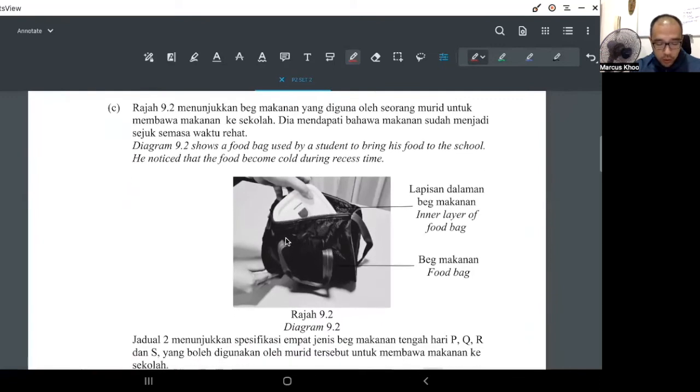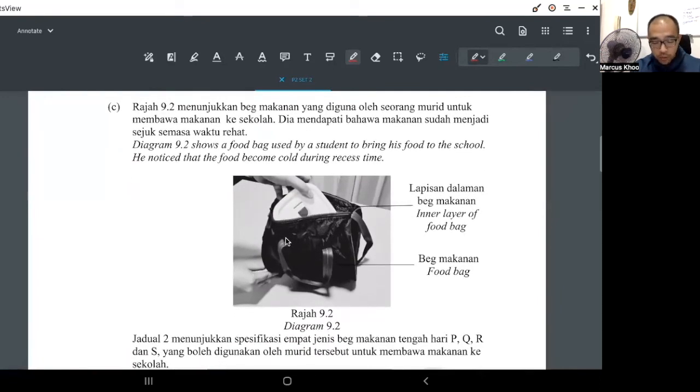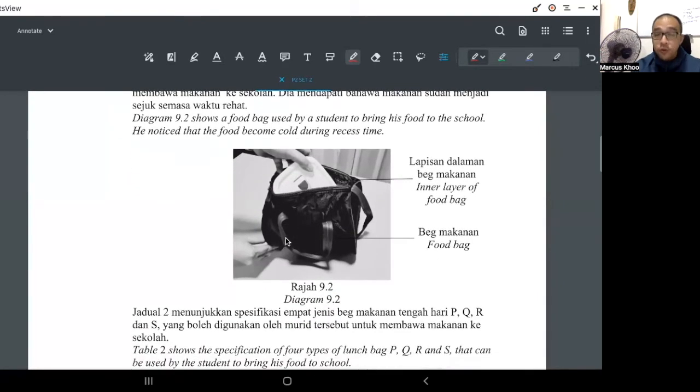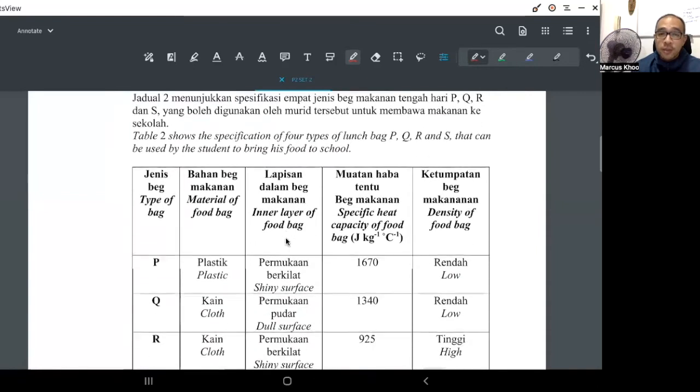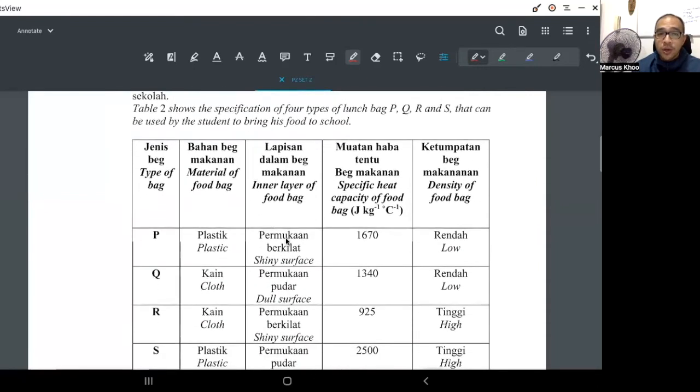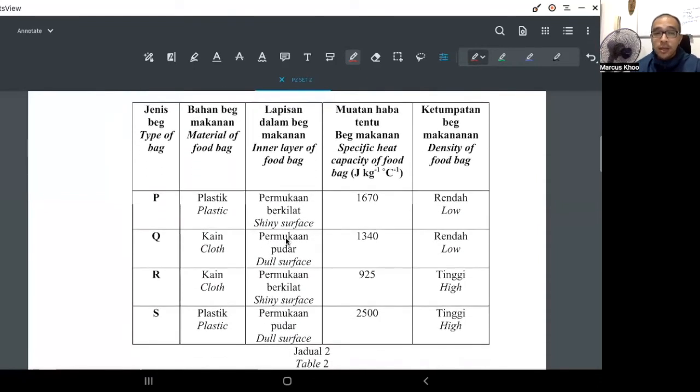Now, diagram 9.2 shows a food bag used by the student to bring his food to the school. He noticed that the food becomes cold during the recess time. So, for the specification of lunch bags, P, Q, R, S, we want to do this. The material of the food bag, I assume is the outside one. We want plastic or cloth. Obviously we want plastic.